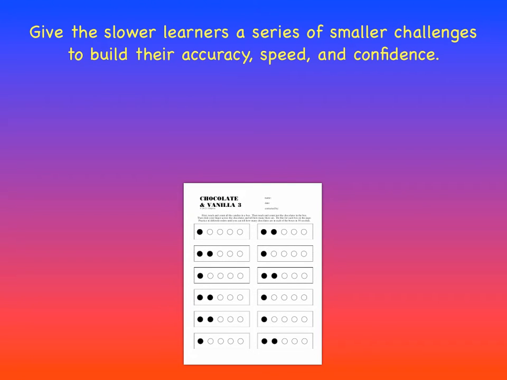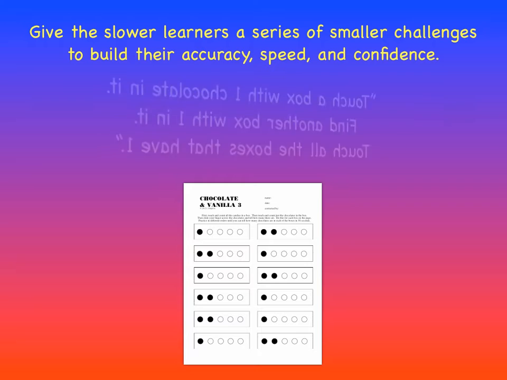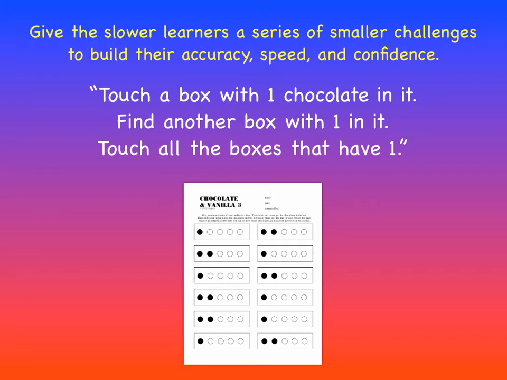Give the slower learners a series of smaller challenges to build their accuracy, speed, and confidence, such as, touch a box with 1 chocolate in it. Good. Okay, find another box with 1 in it. I know, touch all the boxes that have 1. While they're doing this, they are also noticing the not 1 amounts.